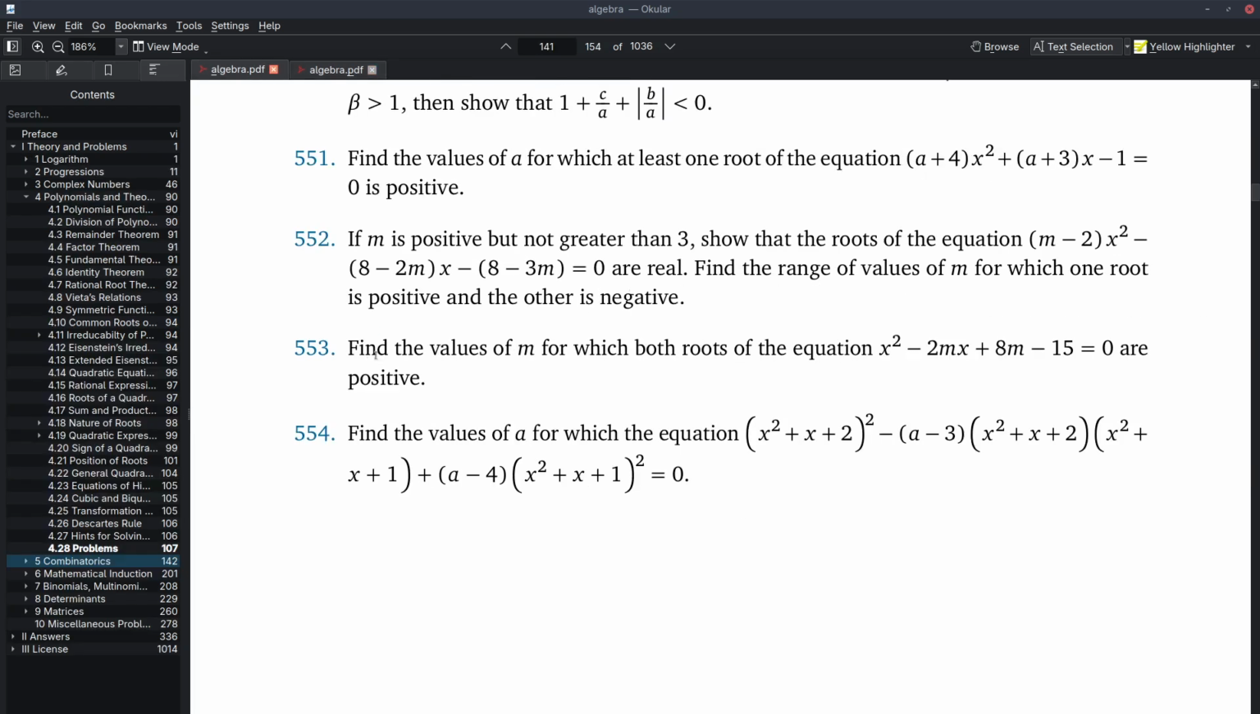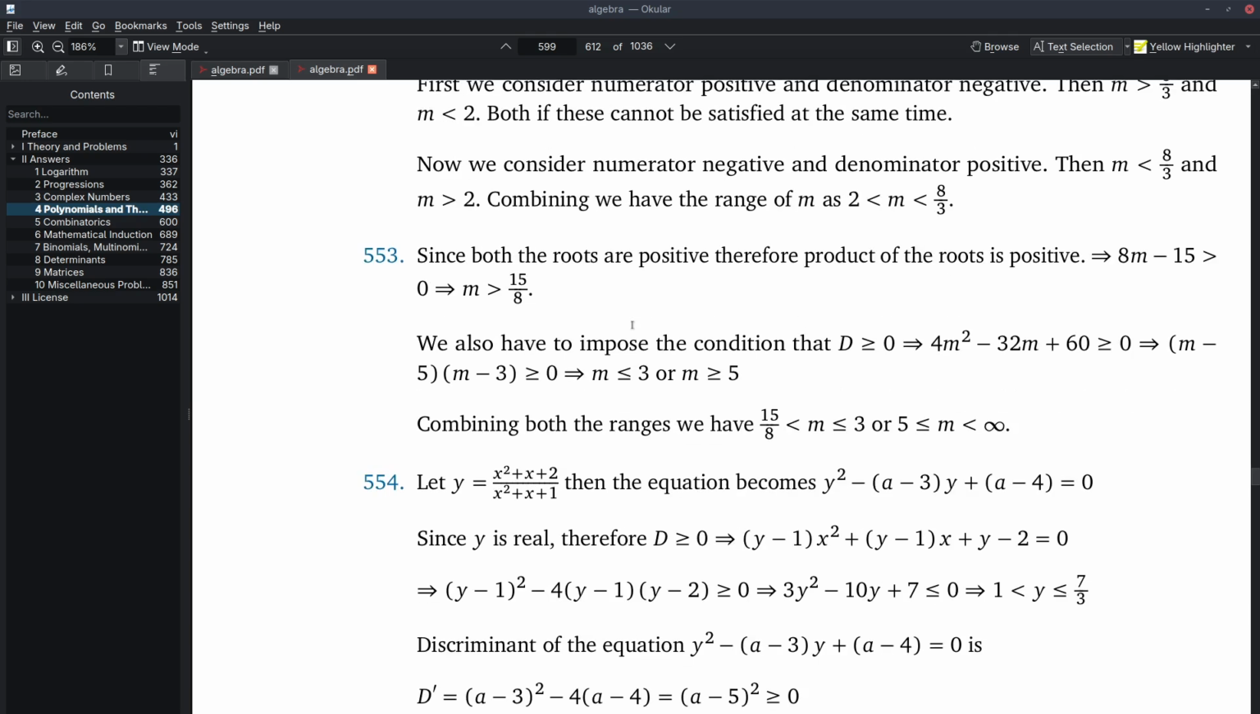Question 553 says, find the values of m for which both roots of the equation x square minus 2mx plus 8m minus 15 is equal to 0 are positive. So since both roots are positive, the product should be greater than 0. So 8m minus 15 is greater than 0. So m greater than 15 by 8.